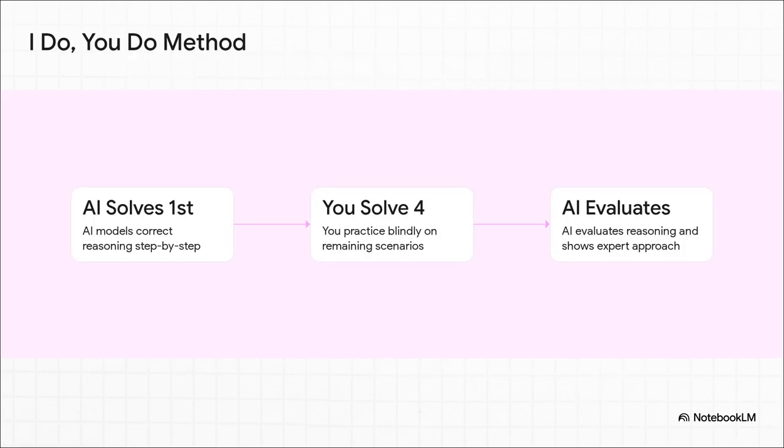Educators actually call this the I do, you do method. Step 1, the AI models the correct reasoning. Step 2, you are thrown into the deep end to practice blindly. And step 3, the AI turns into this demanding professor grading your paper, showing you exactly what you missed. You are actively practicing here, not just passively reading.